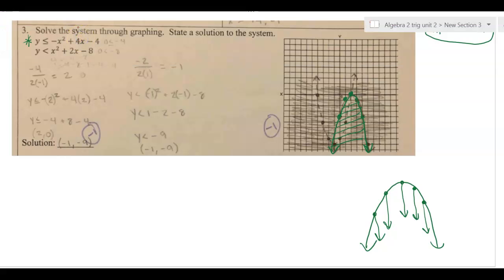Okay. I'm going to change colors and we're going to look at the second graph that you created. So the second graph here says y is less than x squared plus 2x minus 8. Your negative b over 2a looks good again. So you got negative 1 as the x coordinate of your vertex. When you plugged that back in, this work looks good. So you got negative 1, negative 9. Your y-intercept looks good. So this graph looks good.